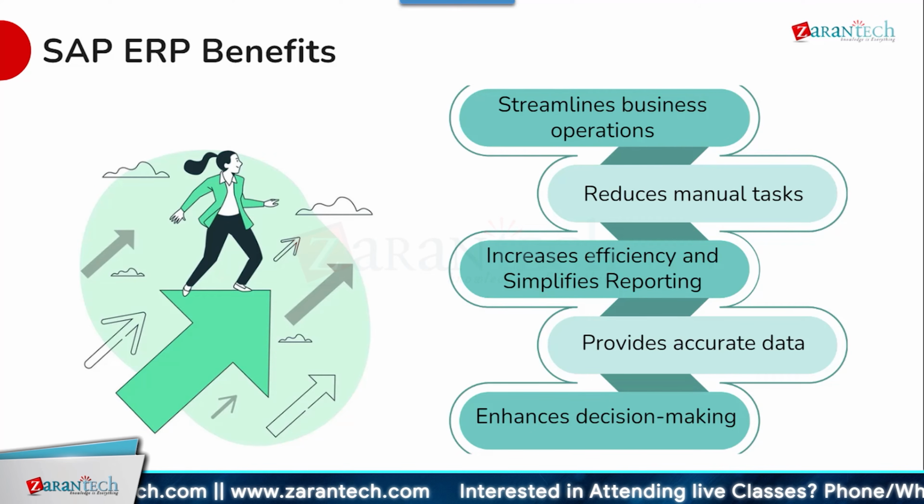Accurate data is crucial for making informed business decisions. So here, SAP ERP ensures that you have a single source of truth by eliminating discrepancies and inconsistencies. And this leads to better and more reliable decision making, giving you a competitive edge in your industry. So in summary, SAP ERP not only streamlines operations and reduces manual tasks, but also boosts efficiency, simplifies reporting, and enhances your overall decision making with accurate data. So just embrace SAP ERP to transform your business processes and drive success in your business.